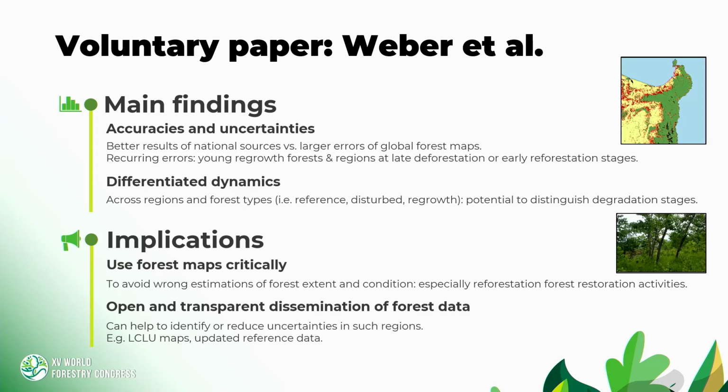So we also claim that the open and transparent dissemination of forest data can contribute to reduce these uncertainties, namely by, for instance, sharing information from different sources or different forest maps, as we saw, but also by sharing reference data from the ground, which is very important, about the updated state of forest, which is a precondition not only to generate or create maps of improved accuracy, but also to validate the estimations with a better verification capability. So thank you for your attention.